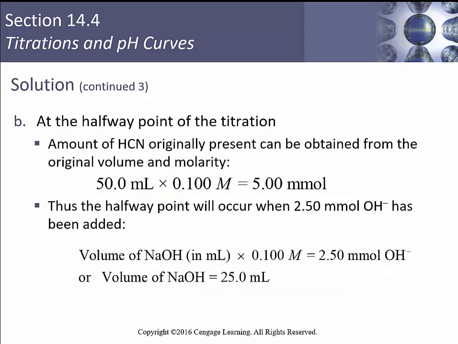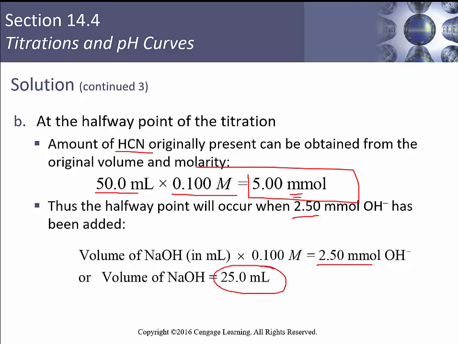At the halfway point of the titration, the amount of HCN originally present can be determined by the original volume and the molarity. So we're going to take our volume times our concentration to give us moles, in this case millimoles. Thus, the halfway point will occur when 2.5 millimoles of OH− has been added. The volume of sodium hydroxide in milliliters times the concentration is going to give us 2.5 millimoles of hydroxide, and the volume that we're going to need is going to be 25 milliliters.